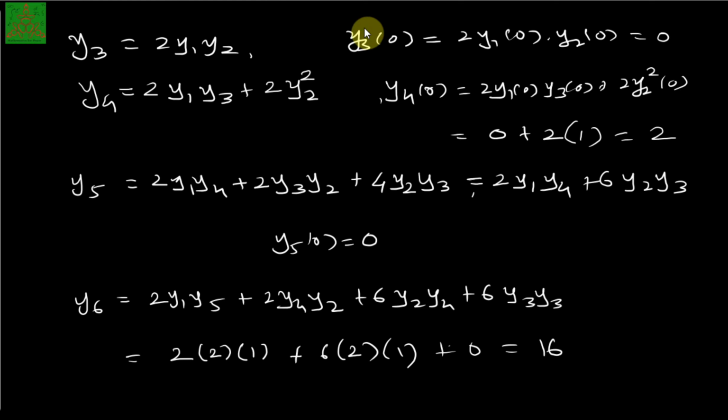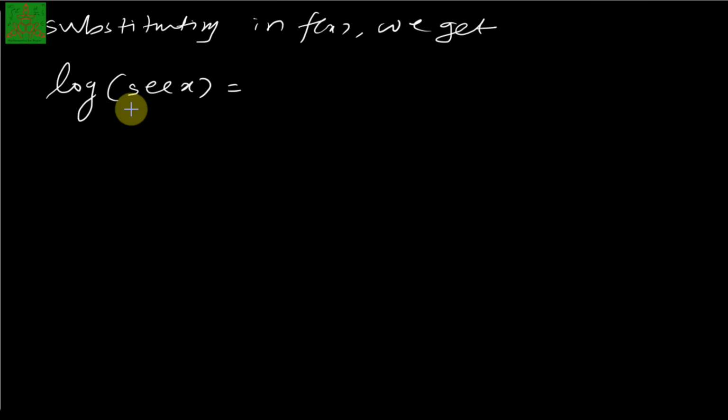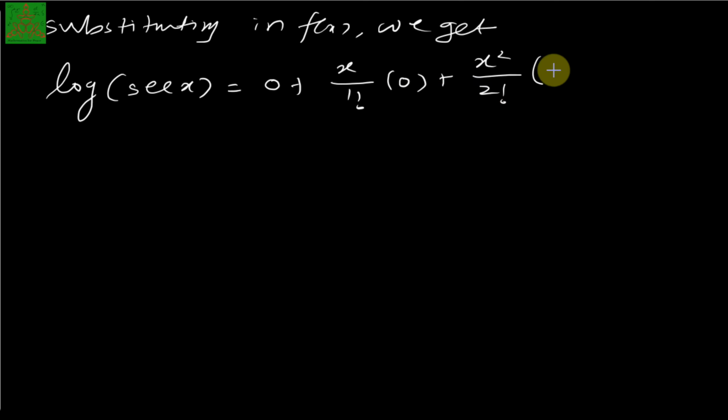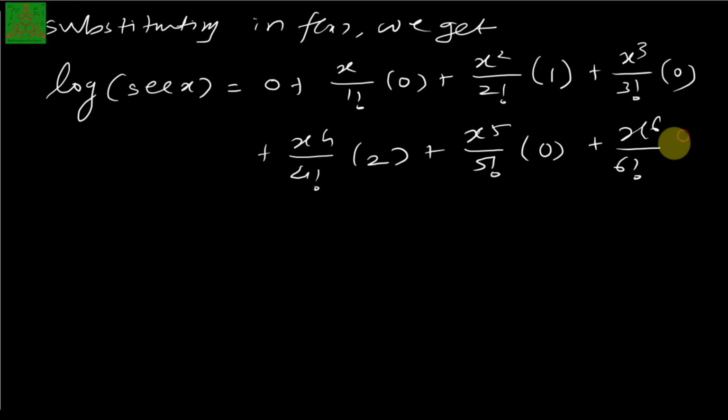Therefore, now substituting these values in f of x, we get log sec x is equal to 0 plus x upon 1 factorial into 0, that means y1 at 0, plus x square upon 2 factorial, y2 at 0 is 1, plus x cube upon 3 factorial, y3 at 0 is 0, plus x raised to 4 upon 4 factorial, y4 at 0 is 2, plus x raised to 5 upon 5 factorial, y5 at 0 is 0, plus x raised to 6 upon 6 factorial into y6 at 0, which we have got as 16, and so on.